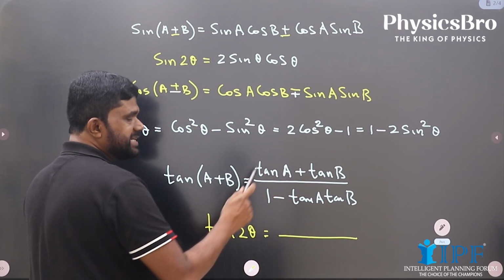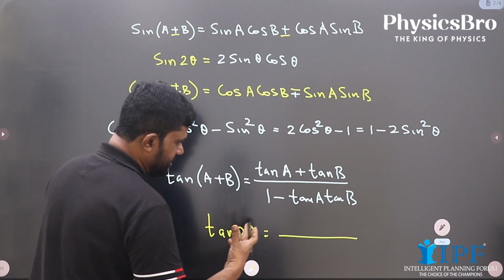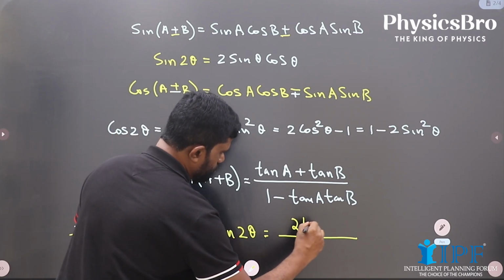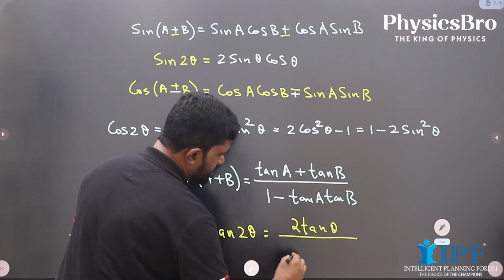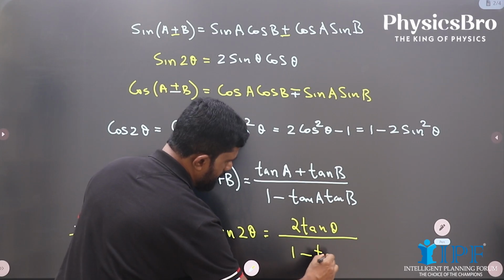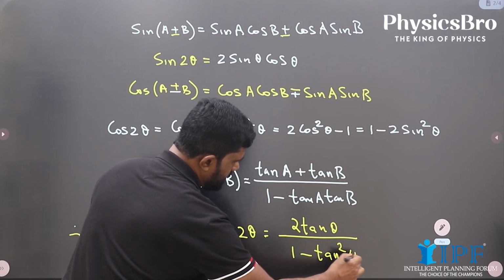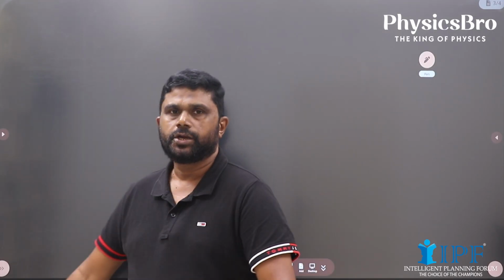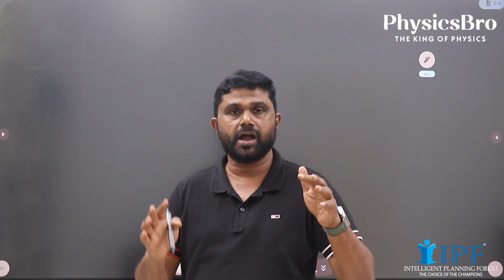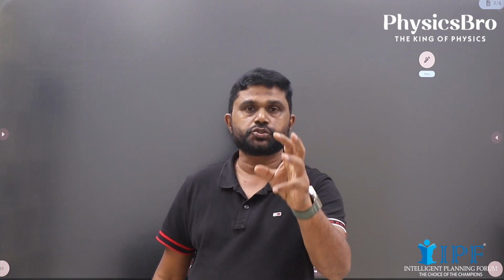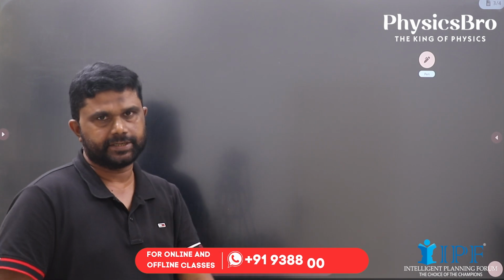Then tan theta plus tan theta, that will be 2 tan theta. Okay, so 2 tan theta divided by 1 minus tan square theta. Now see, this sine 2 theta and cos 2 theta can also be expressed in terms of tan theta.